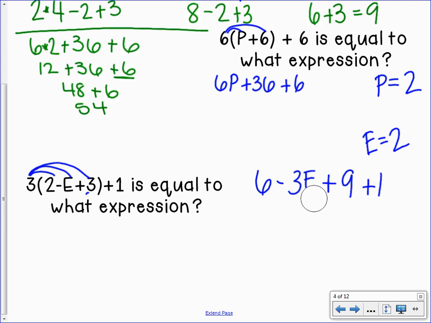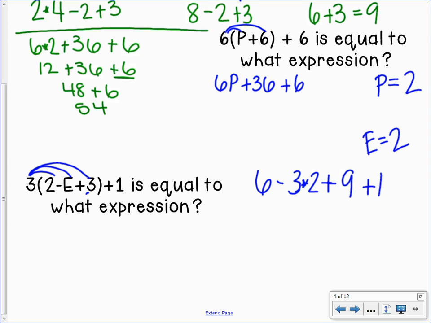Okay, this is no longer just E. It's not a variable anymore. It's 2. What am I doing to the 3 and the 2? Am I adding them, subtracting them? Multiplying, because it was a number right next to a letter. So 3 times 2 equals 6.